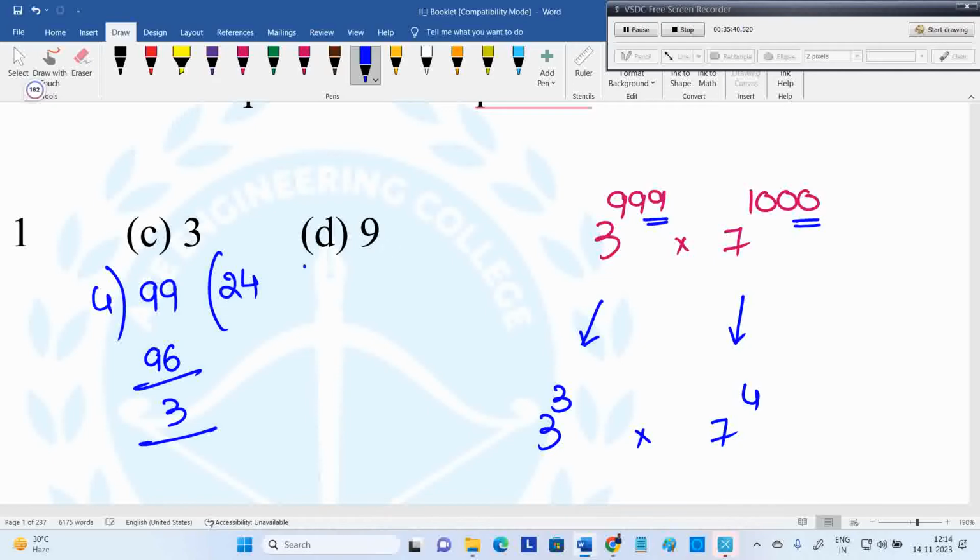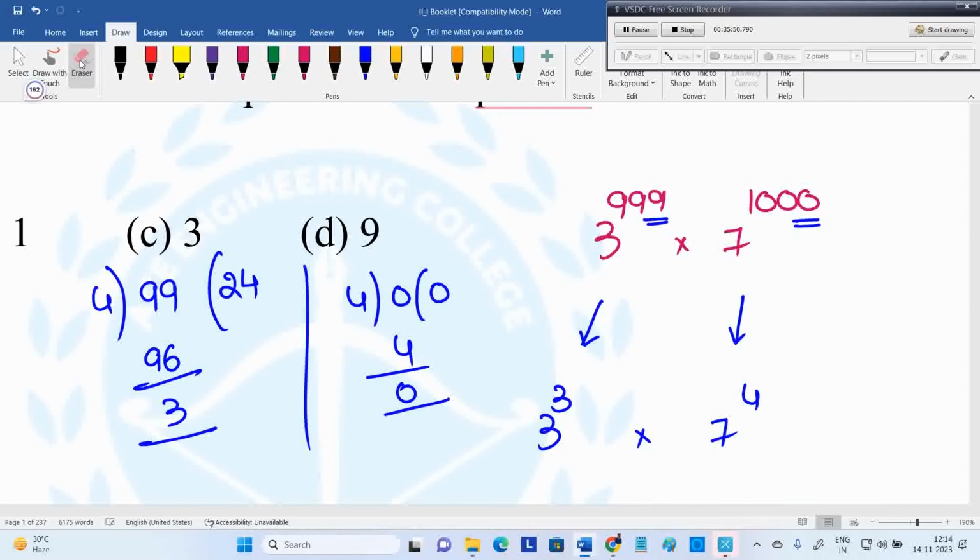Remainder 0 here. 0 divided by 4, we'll get 0 only. Okay, so 0 only will come. Right, so when remainder is 0, we clearly mentioned we had to put power as 4. So that's why we put power as 4. Now 3 power 3, sir.